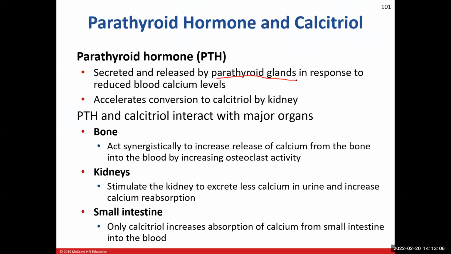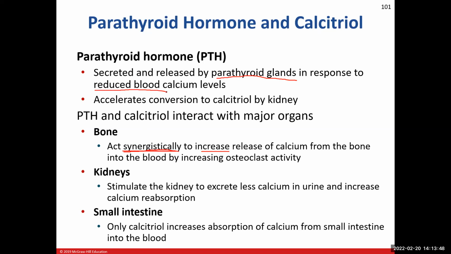So with parathyroid hormone and calcitriol, we're going to see, for example, in the bone, both of these hormones will act synergistically with one another. What does that mean? The actions of one help to boost the actions of another. So they are both going to increase the amount of calcium from the bone. So why are they doing that? Well, parathyroid hormone gets released when there are low blood levels of calcium, similar to what we saw with calcitriol.